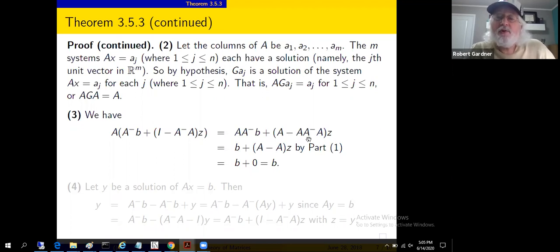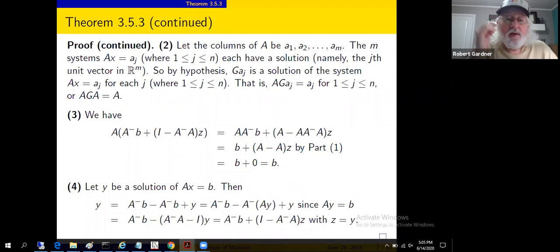Hey, A times generalized inverse of A times A, that's A itself, by the definition of generalized inverse. You've got an A minus A producing a 0 matrix, and we get B out. So A times this stuff equals B. This stuff is a solution. And right there is where the Z disappeared. So that works for any Z of appropriate dimensions.